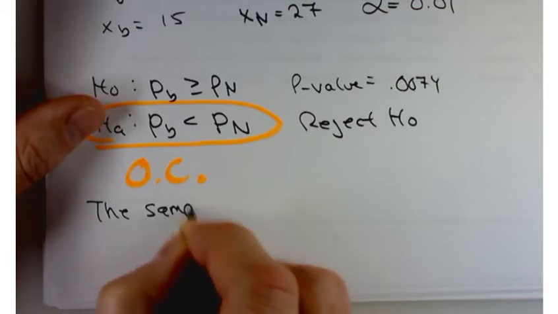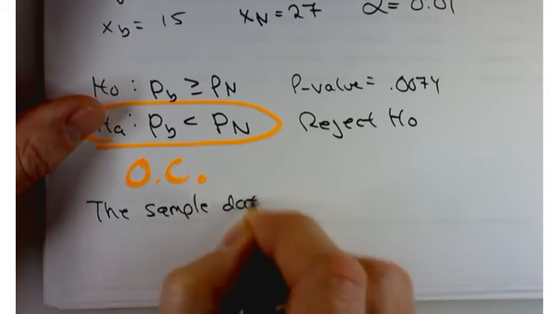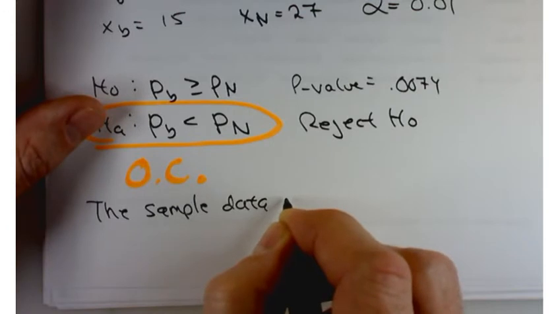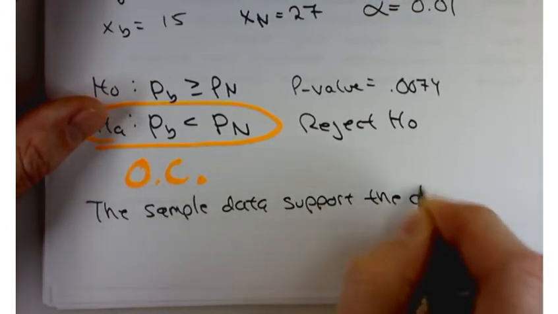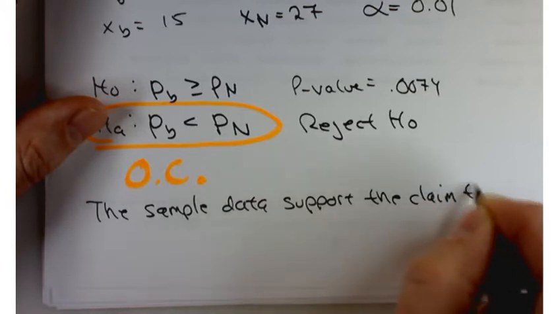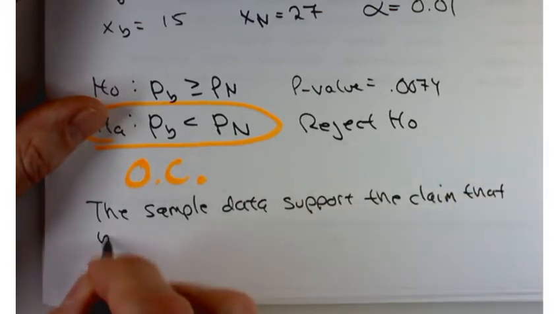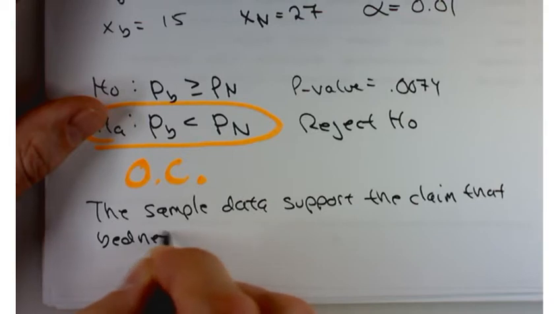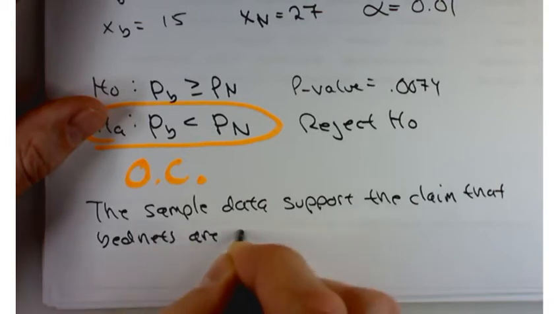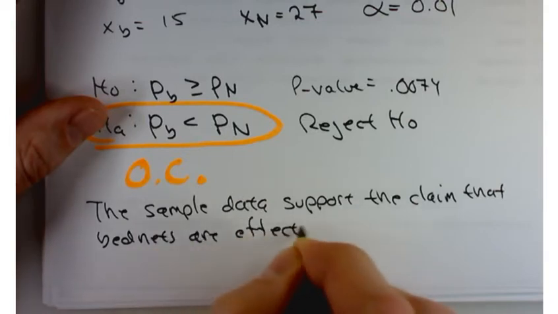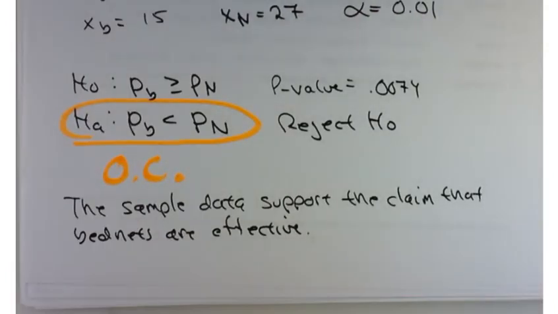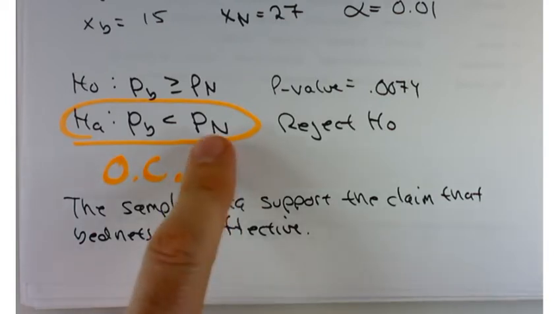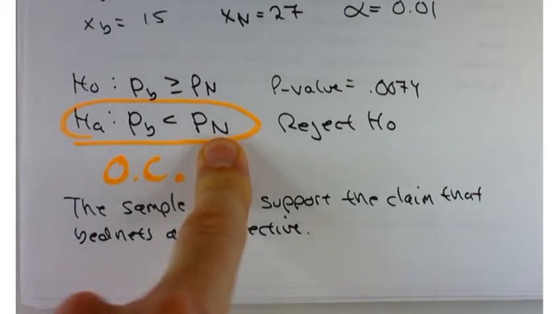Sample data support the claim that bed nets are effective. Which is a nice short way of saying that the proportion of those getting malaria using a bed net is less than the proportion of those getting malaria without a bed net.